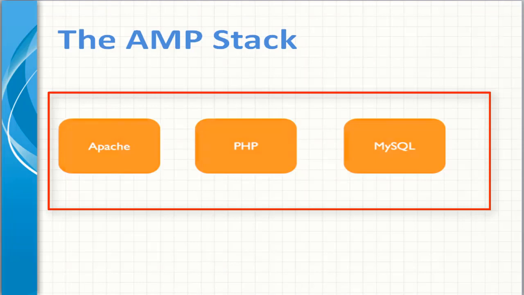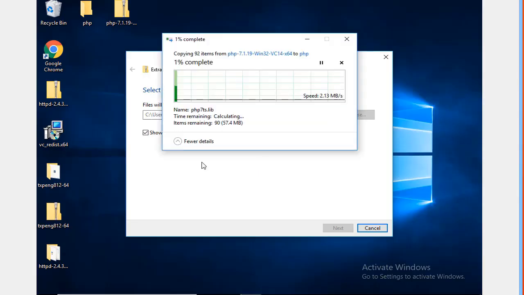In this course, I describe a number of ways to set up a local AMP installation, including using separate components on Mac OS, focusing on the most recent version, Sierra, on Microsoft Windows and on Ubuntu Linux.